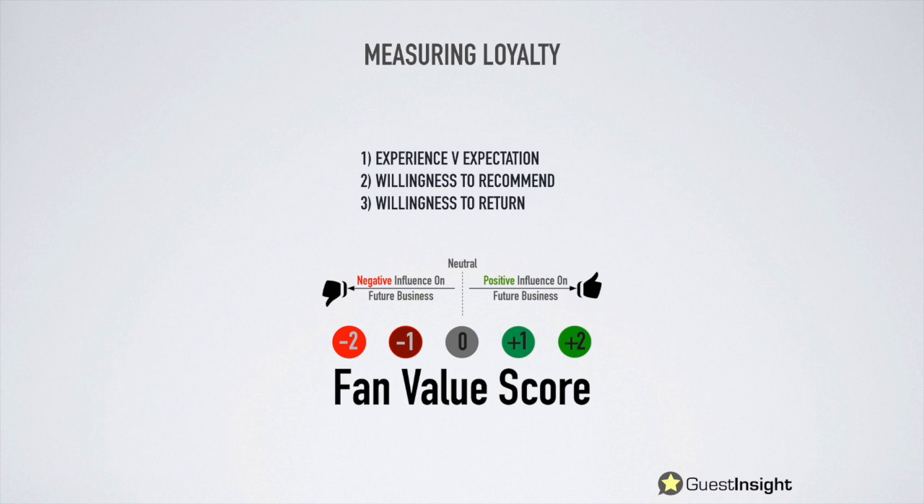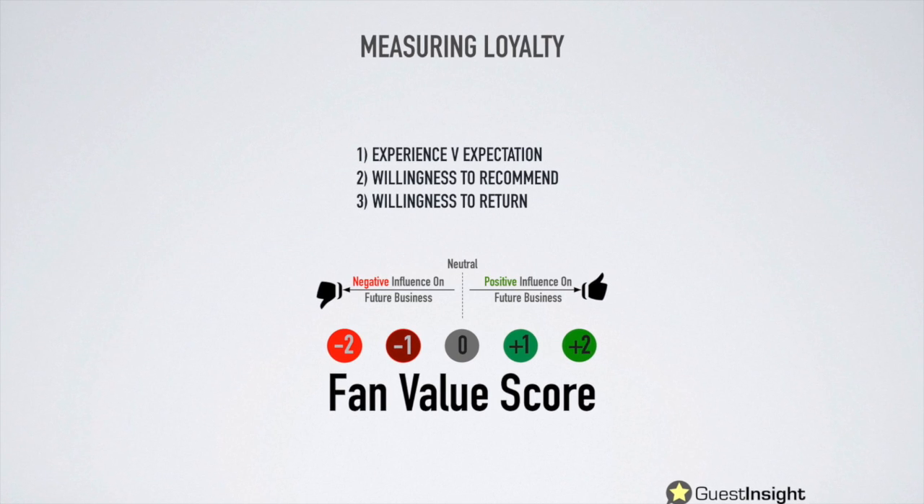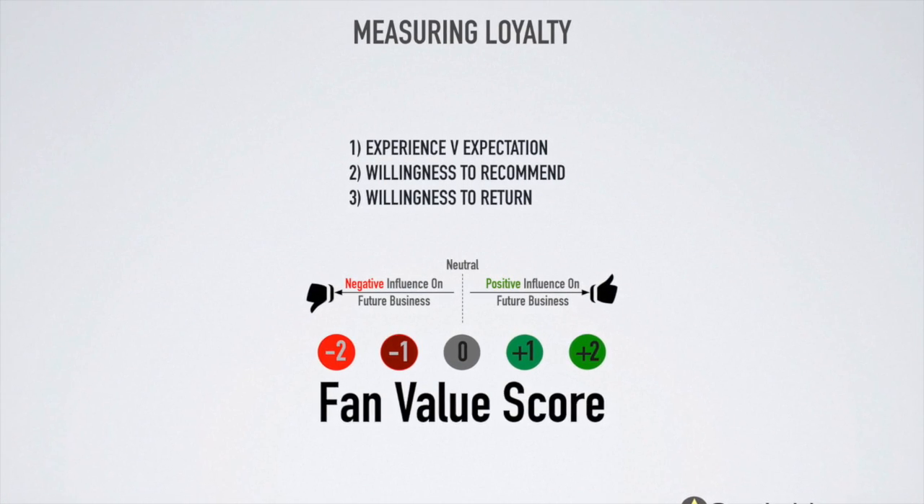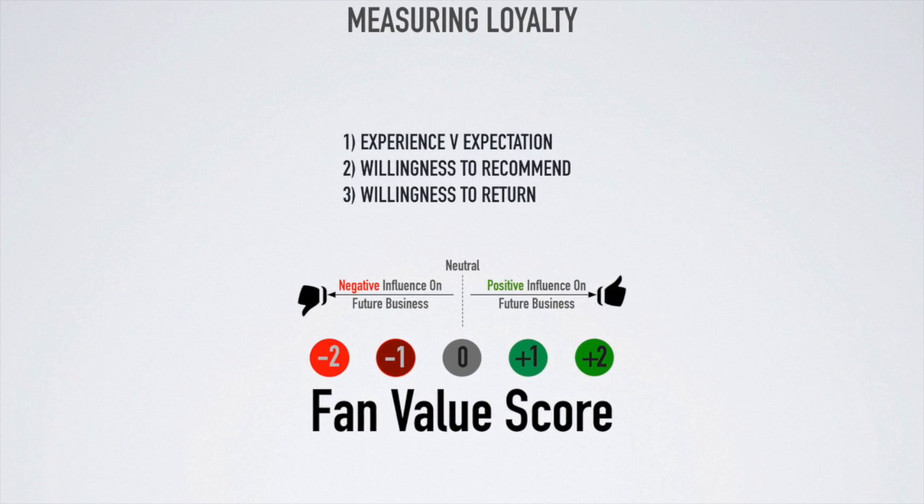Based on the responses, we do some math and assign each of your customers or guests a score that represents their likelihood of having a positive or negative impact on your future business. We call this score the fan value score. And we figured it out after looking at more than 10 years worth of feedback data. There are 5 possible fan value scores that each of your customers can earn. A +2 is the highest, meaning that this person will likely have a positive impact on future business by either being a repeat customer or spreading the word about your business.